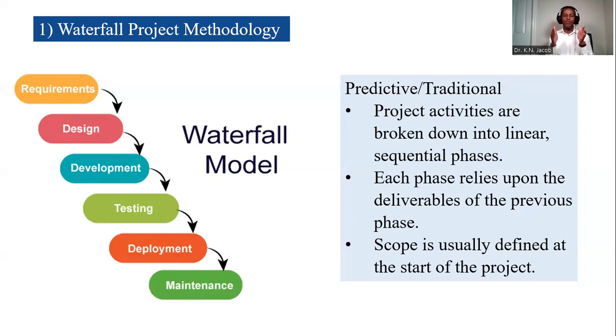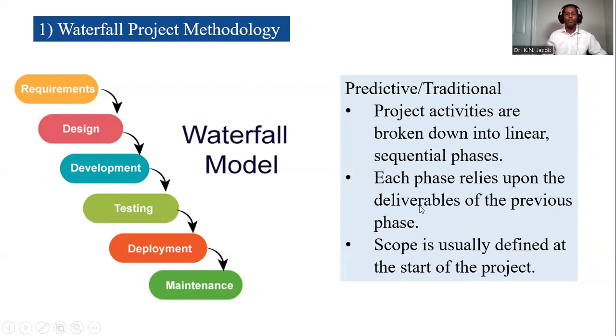So the scope is defined at the start of the project. As a result, we can estimate the cost and the timeline, other things being equal. And of course, the quality is specified by the project owner.